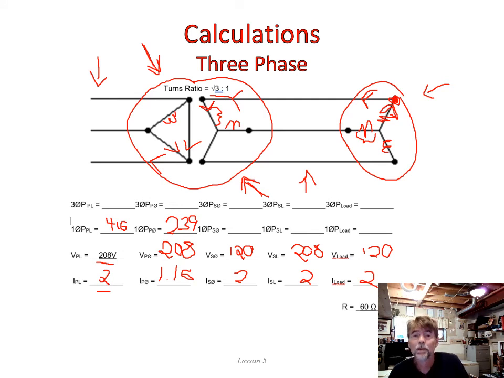Okay, remember we said that while transformers are not 100% efficient, they're 92 to 98, there's some losses, but we're pretty much going to ignore that and just say transformers are 100% efficient. Which means whatever we calculate for our single phase power, whatever we calculate for our 3-phase power, should be the same all the way across the sheet. These two numbers are not the same, so we have a problem.